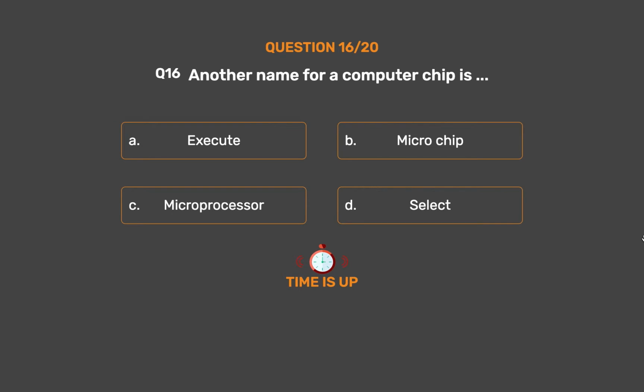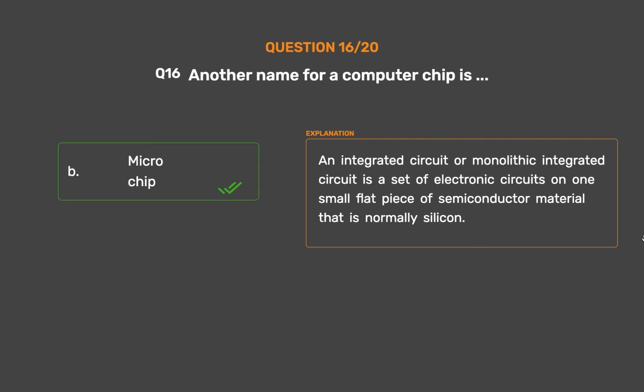The correct answer is option B. Microchip. An integrated circuit or monolithic integrated circuit is a set of electronic circuits on one small flat piece of semiconductor material that is normally silicon.